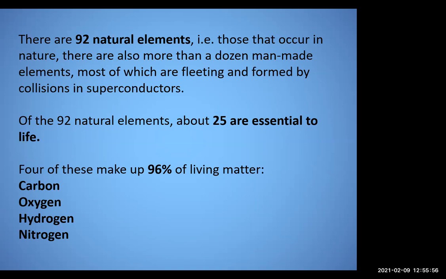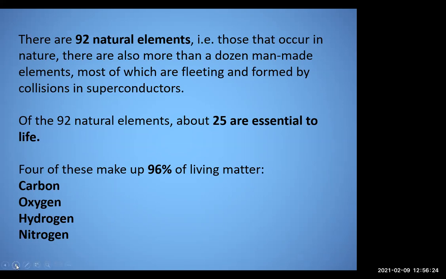Of the 92 natural elements, 25 are essential to life. But of those 25, there are 4 big ones that make up 96% of living matter. So this class will be concerned mostly with those 4 big ones: carbon, oxygen, hydrogen, and nitrogen. So most of what we're going to talk about today is about those particular elements and those particular atoms that make up those elements.